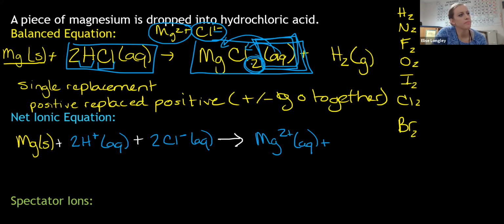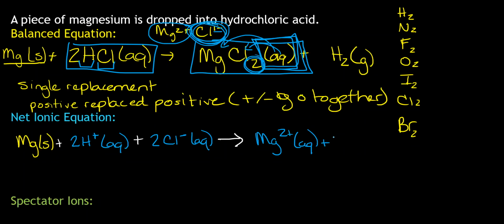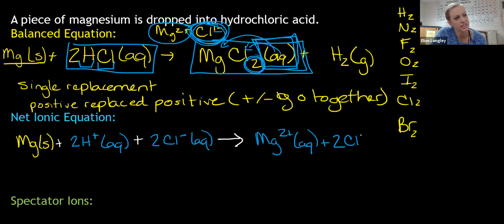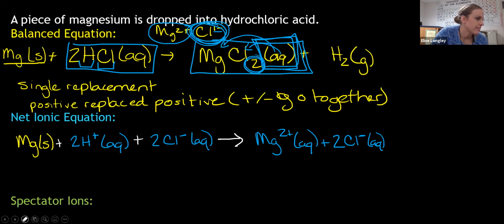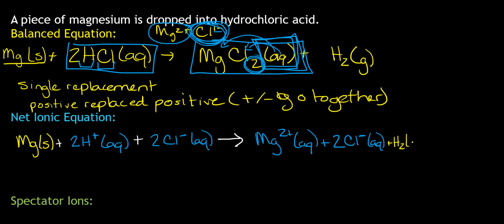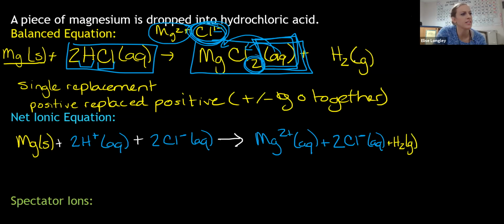Well, why is there two of them? There's only two of these because there's two of these, right? Remember? Oh, okay. So we would put 2Cl minus, and it would stay aqueous. What's the last thing I write? H2. It's H2 gas. Does this dissociate?